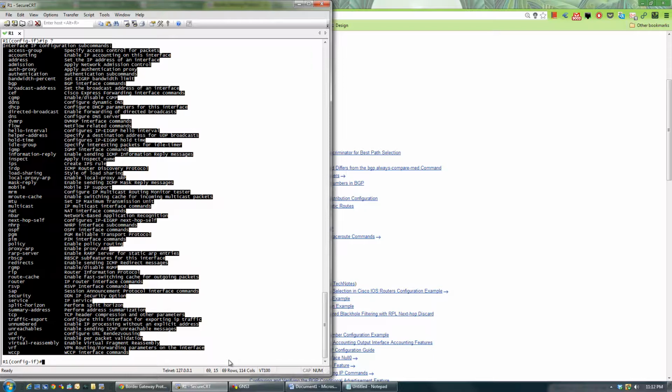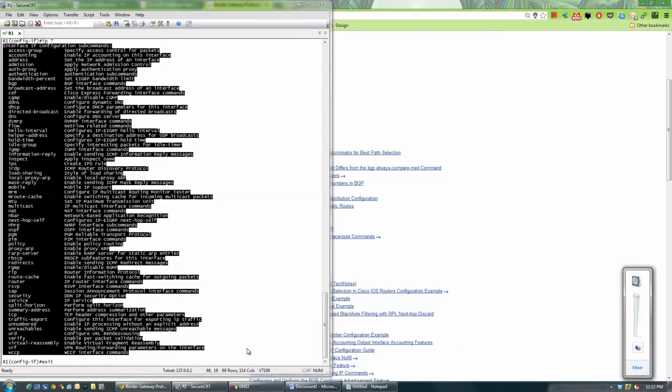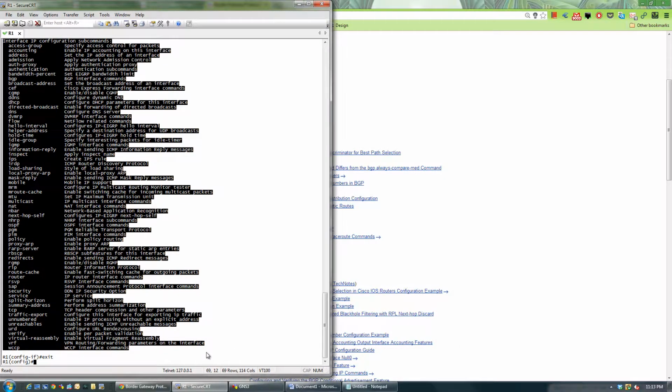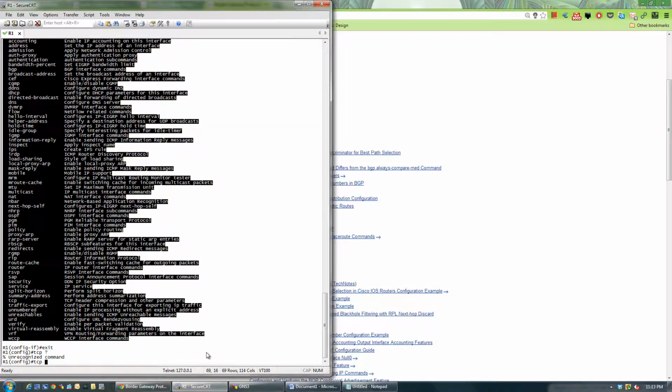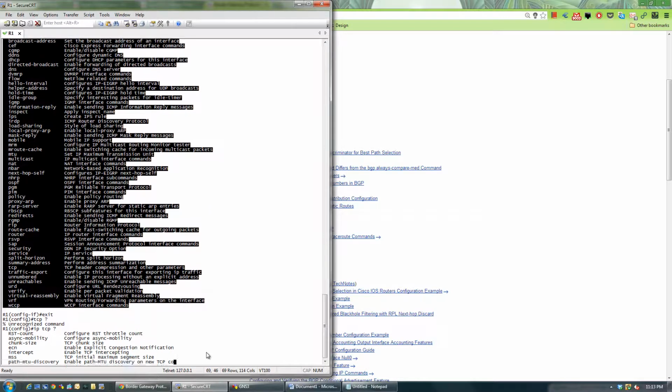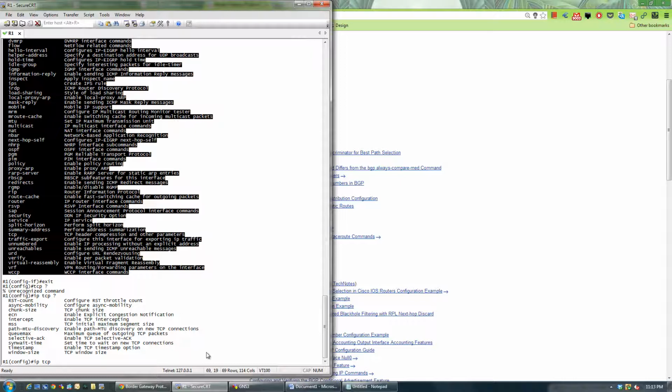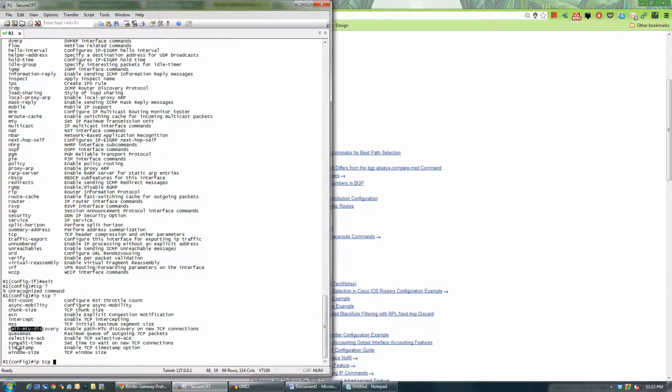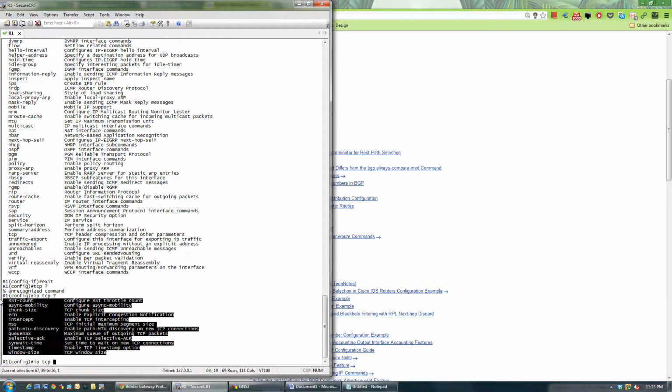The other would be, let me switch off this. Okay, the other would be IP TCP, right? So this is very important. The MSS, path discovery, all those things. You should know almost everything.